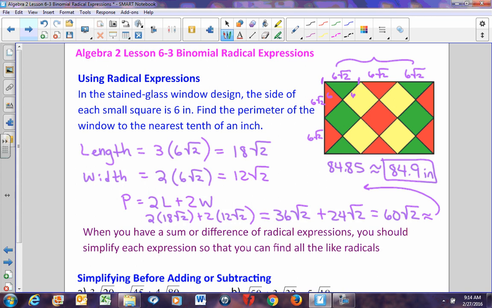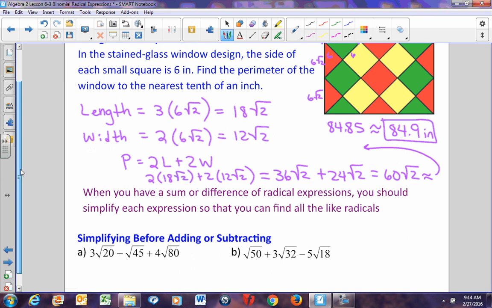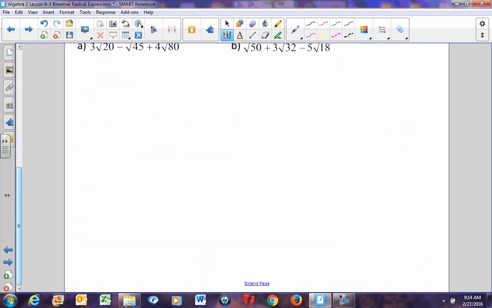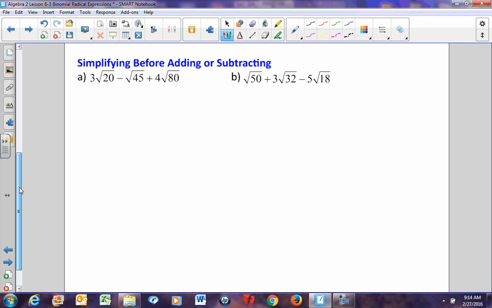Now, when you have a sum or a difference of a radical expression, you should simplify the expression so that you can combine all your like radicals. You can't find the sum or difference until you simplify it. So I have 3 square roots of 20 minus the square root of 45 plus 4 square roots of 80. I have to simplify all of these.